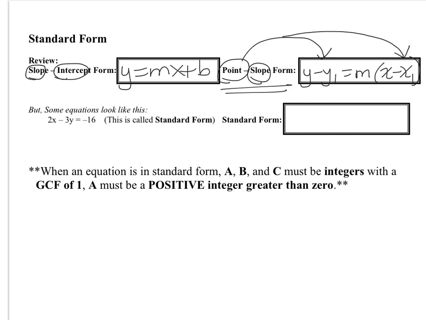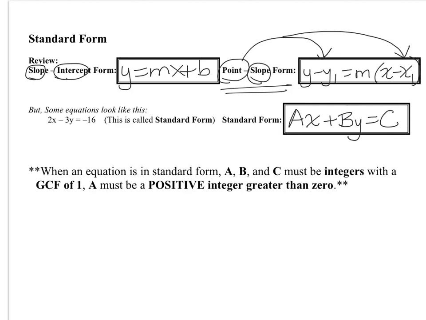Now, some equations look like what you see here, 2x minus 3y equals negative 16. This is standard form. Now the form is this. It's a, and we use a big A, x plus b y equals c. And all we're going to talk about right now is how to put things in standard form. It doesn't actually tell us a slope, it doesn't tell us a y-intercept, but at the very end I will answer how we can use it to be useful, okay?